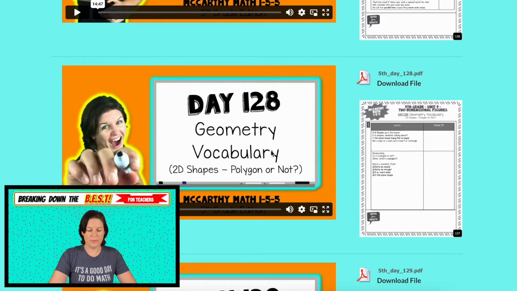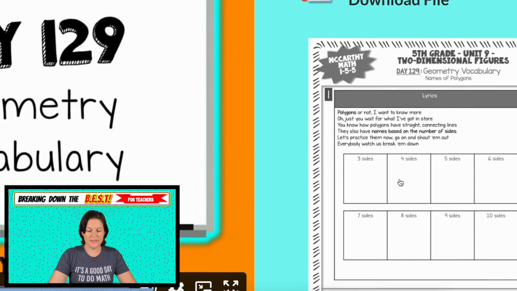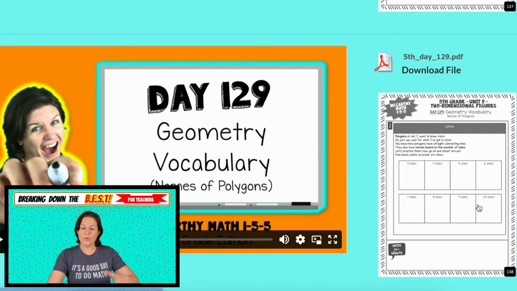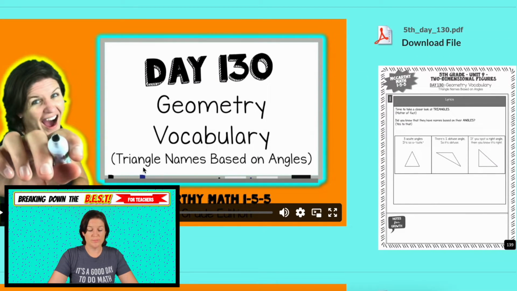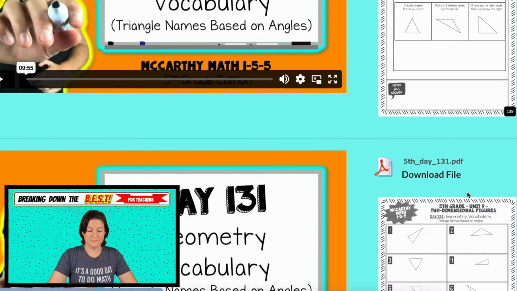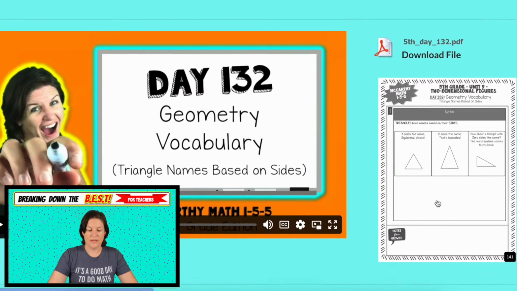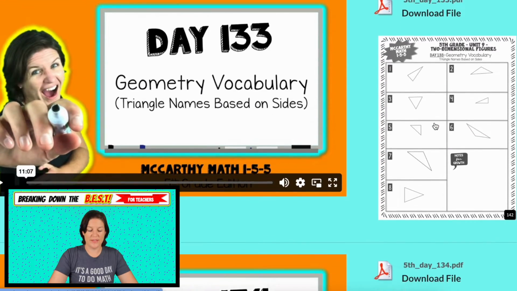So we've got what is a polygon, a two-dimensional shape. We've got names of polygons that have 3, 4, 5, 6, 7, 8, 9, 10 sides. So you can see not quite aligned with this standard, but definitely applies to the region that we're in. This one, though, does. Triangle names based on angles. So we're talking about acute angles, obtuse angles, right triangles. Triangle names based on angles with more practice. We've got day 132, which is triangle names based on the sides, and then practice for that.